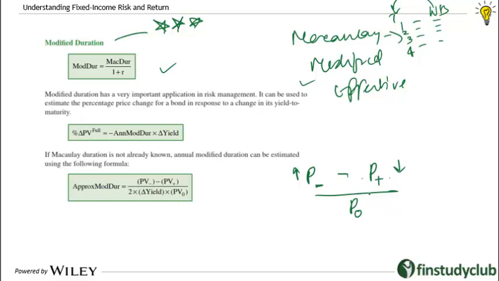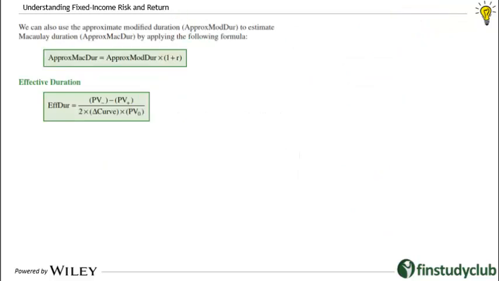So I'm going to find out the difference between the prices and divide it by P0 and further by 2, because I need to take the average of this, and then I divide it by the change in yield. So this gives me a sense of approximate modified duration. In fact, we calculate effective duration in the same way. So there we have the calculation for effective duration.